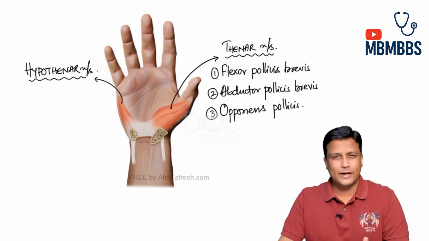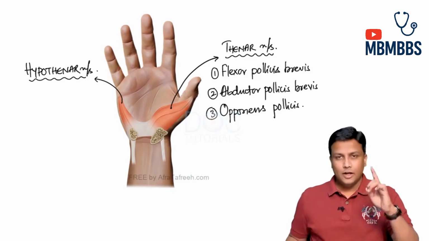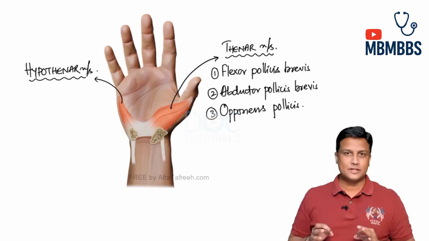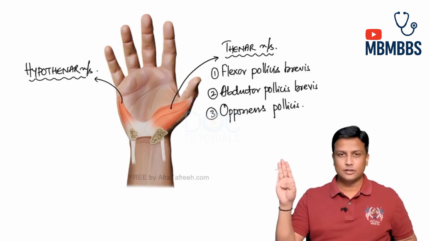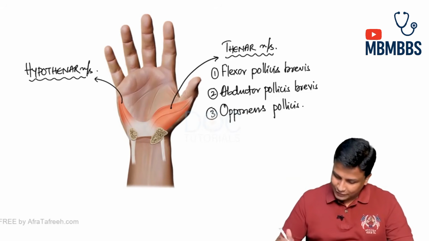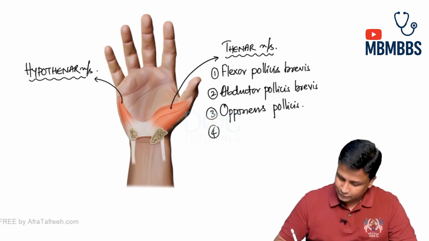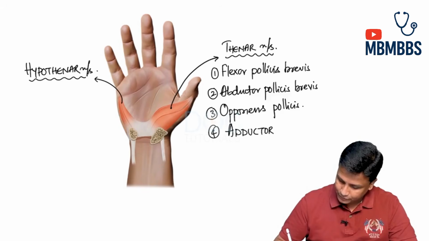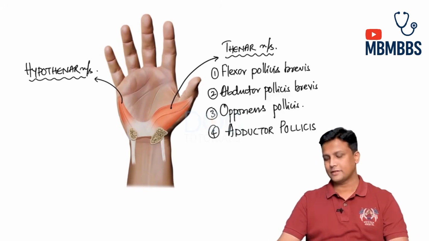It's not like simply writing and mugging. Is it okay? If you are observing the names of all those muscles properly, I'm done with the flexion, I'm done with abduction, I'm done with opposition. What is the only thing left out? Adduction. So yes, we do have a muscle for adduction here. Number 4, it will be adductor pollicis. Adductor pollicis, guys, for adduction.